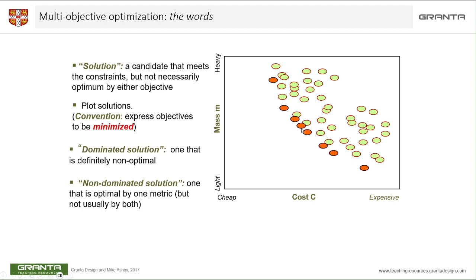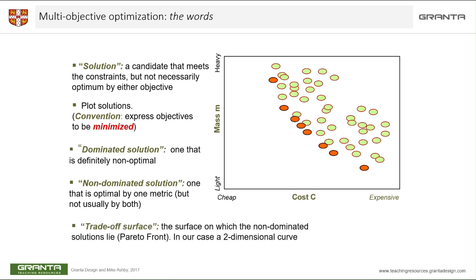So we call this surface the trade-off surface. And in terms of statistics, it's actually called a Pareto front, right? So this is your Pareto front, which will allow you to select the optimal solution. So your optimal solution will be one of these non-dominated solutions, okay? And what that optimal will be will depend on your management decisions as well as your design decisions.